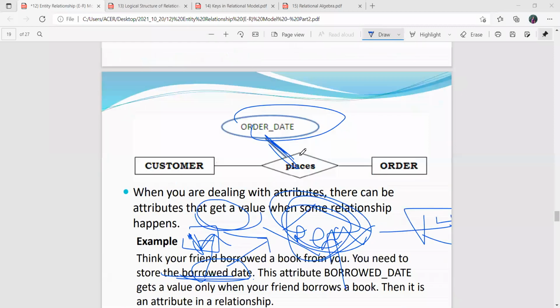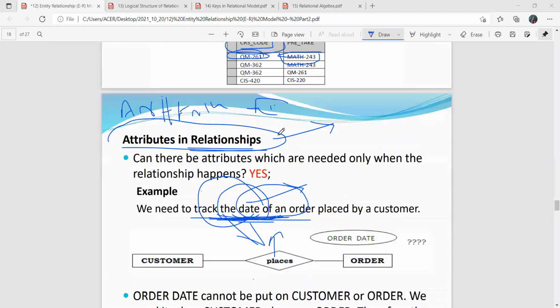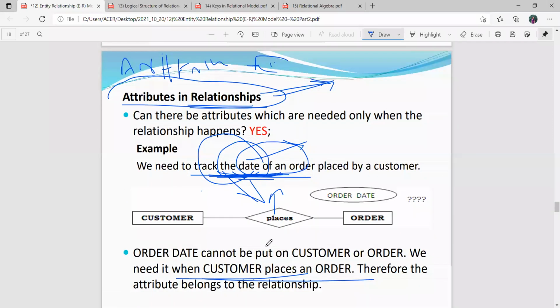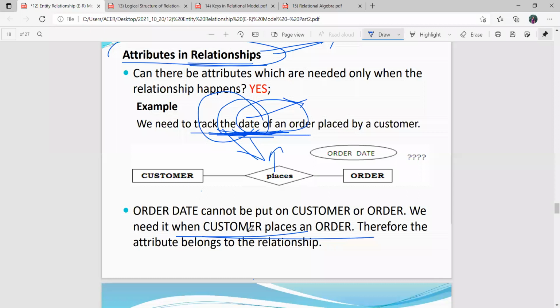You can see that attributes in a relationship occur when the relationship occurs. As an example, you are going to place an order. So a customer places an order. So this order date occurs when this relationship happened.